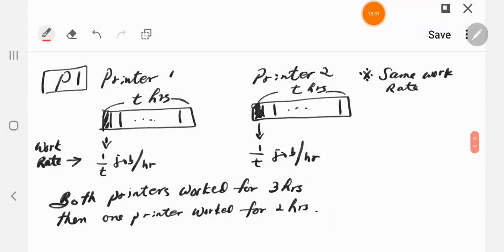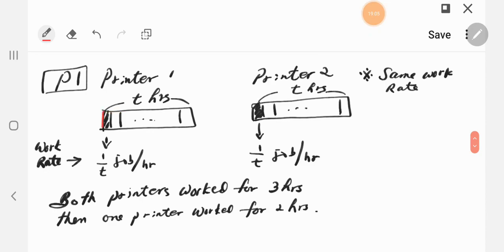Okay, problem 1. This one is a little bit complicated. Why don't you try first? All right, so there are two printers and the work rate for these two printers is the same. Let's say both printers can complete one job in T hours. So every hour 1 over T of the job will be done. So the work rate is 1 over T.